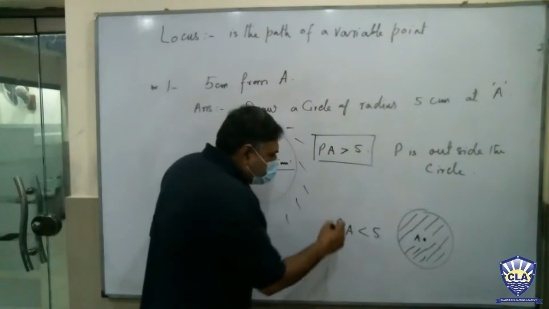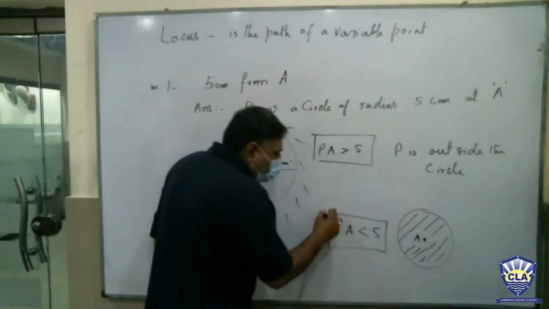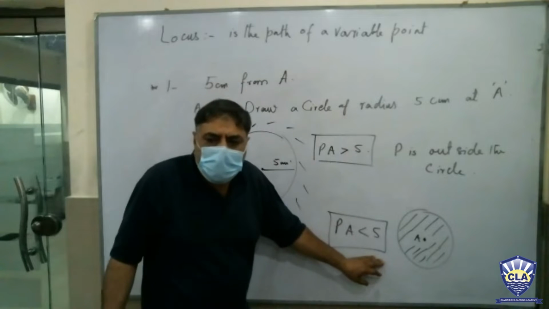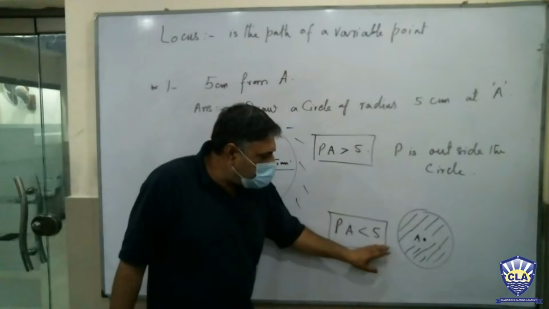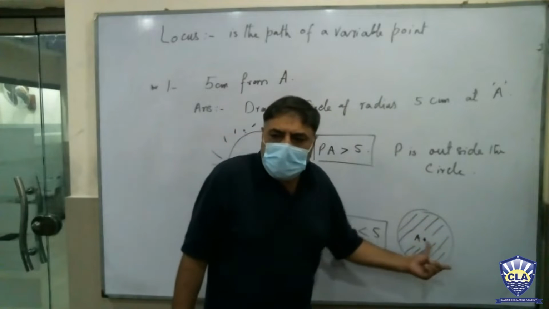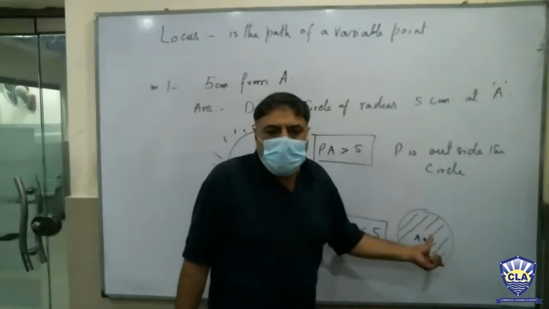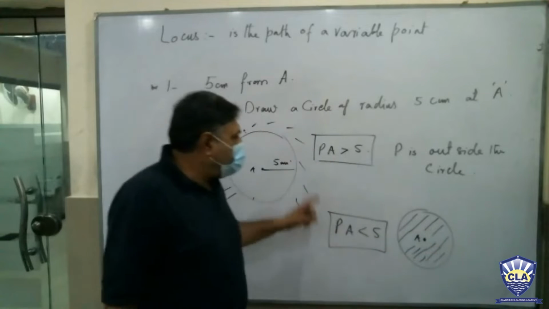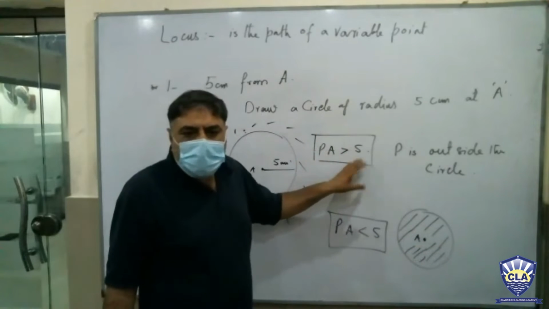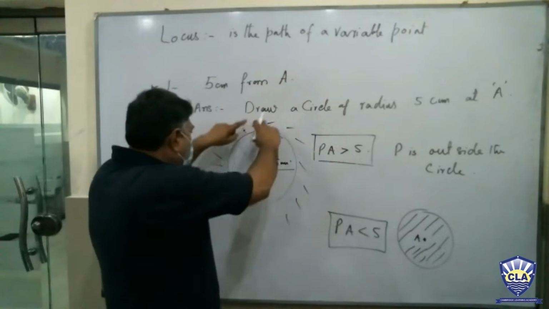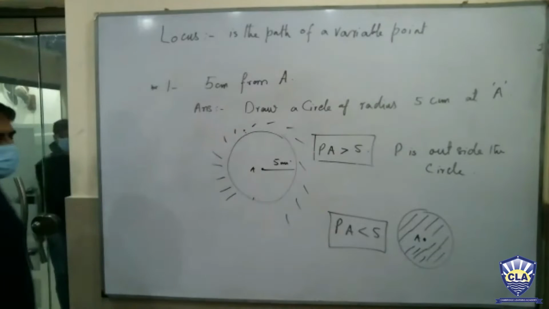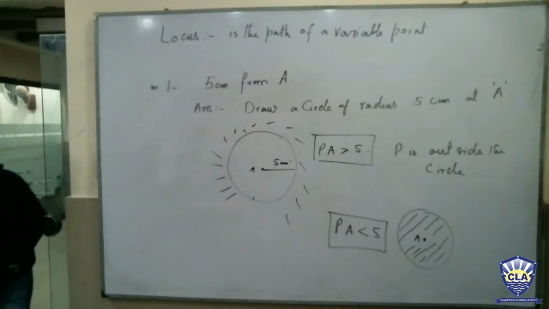These are the two applications. If he says PA is less than 5, P is any point, it means that P lies inside the circle. Where it lies, we don't know, but inside the circle. And PA greater than 5 means that P lies outside the circle. Done with that? Yes. It is the first point.